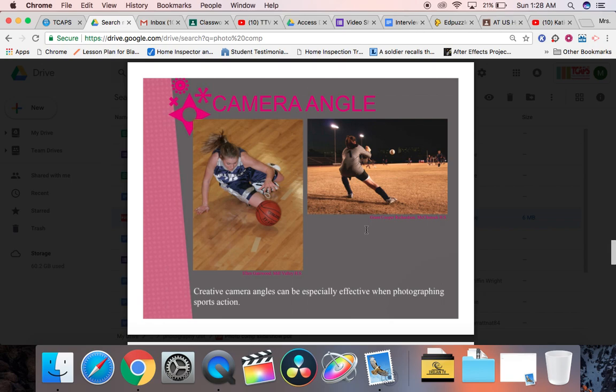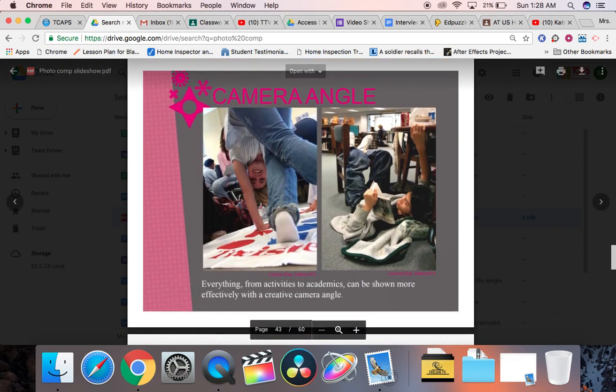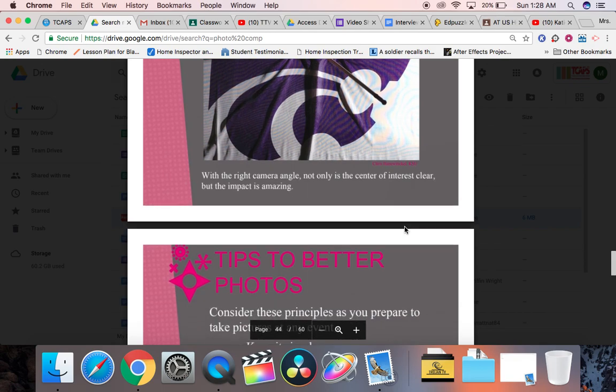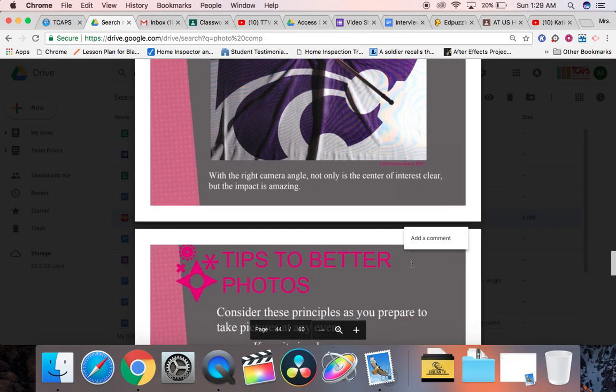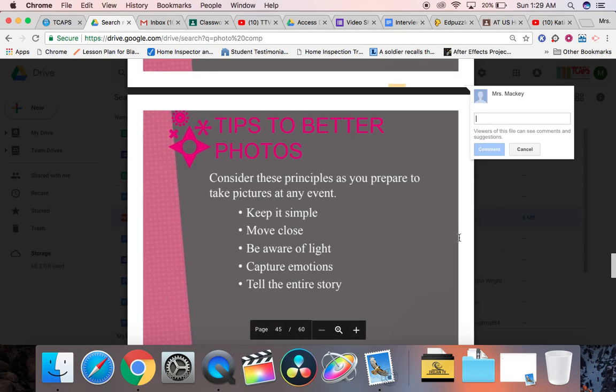And then with the softball girl there, getting behind her, getting down low makes that great angle. You gotta be down low to get this. Same thing here. Gotta be up high to get this. Very cool. So some things to think about to become a better photographer.